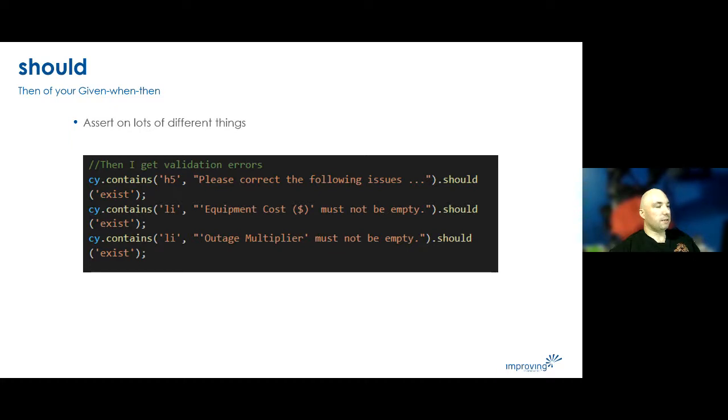But there's a lot of things you can should on. You can should visible, should not exist, should greater than, should be equal to, and then supply it with a parameter that you're expecting it to be equal to. The list is really, really long, and I haven't used most of them in my work with Cypress, but they're there.